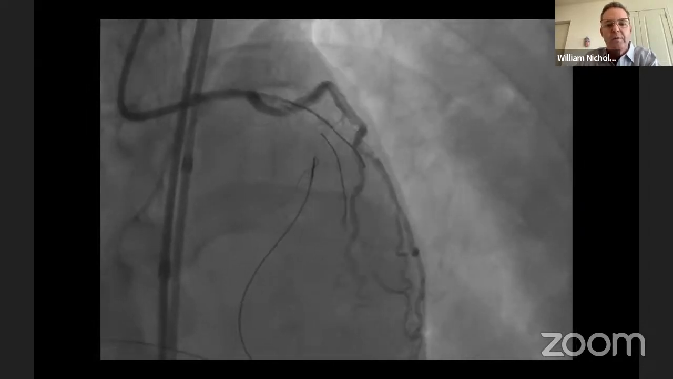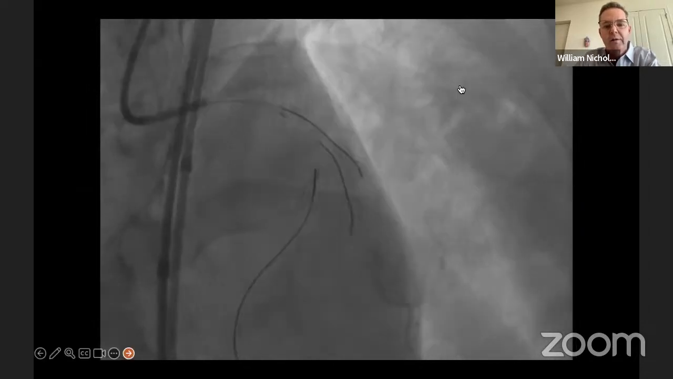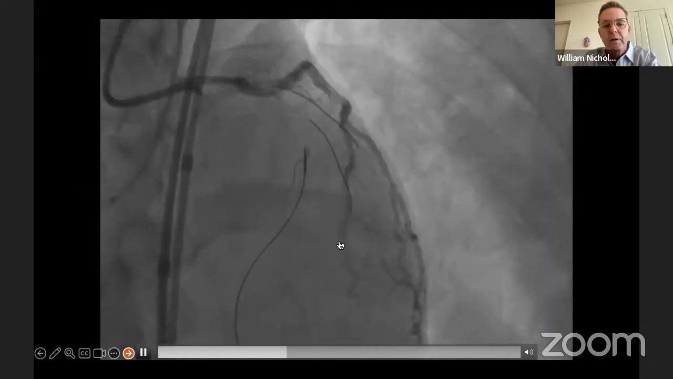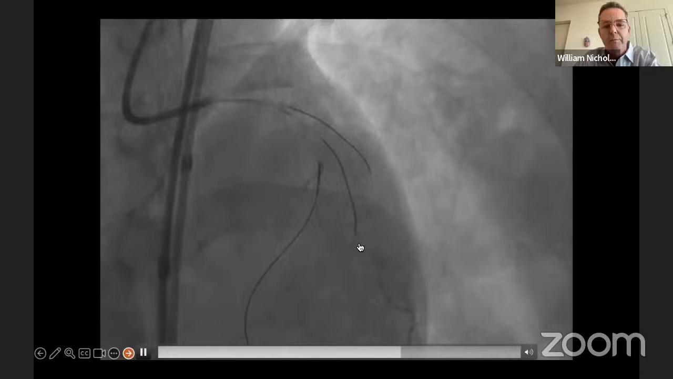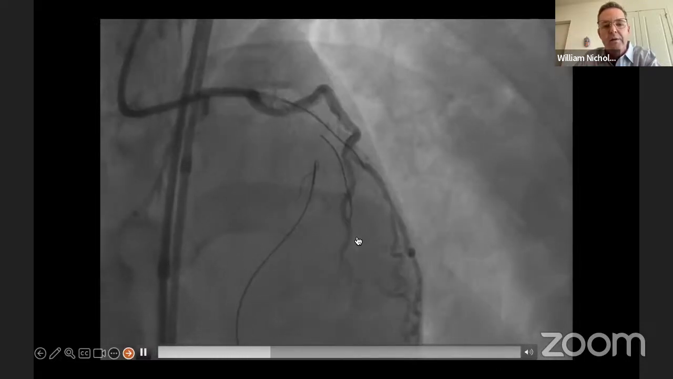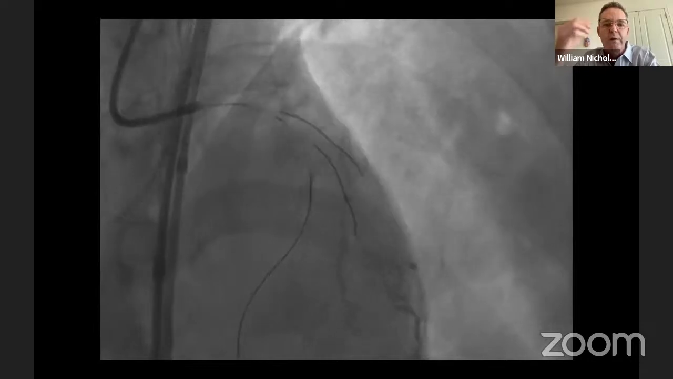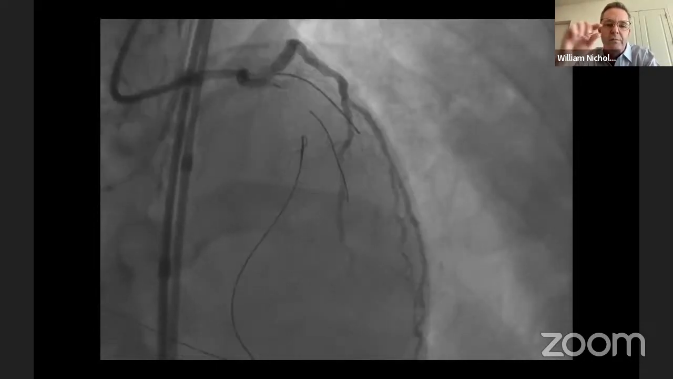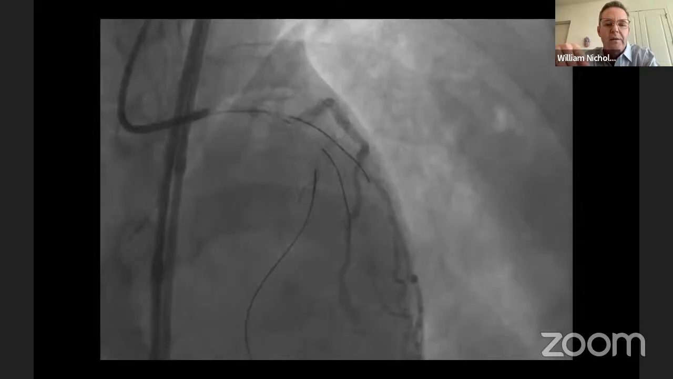You can see with the injection now that this wire in the diagonal is definitely in. And so you can watch downstream when the contrast blends in with the wire. So we definitely have wired the diagonal at this point. And so we've wired the proximal LED. We've gotten into the body of the LED. We've got the first diagonal.